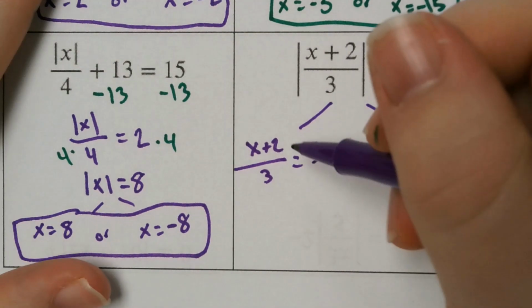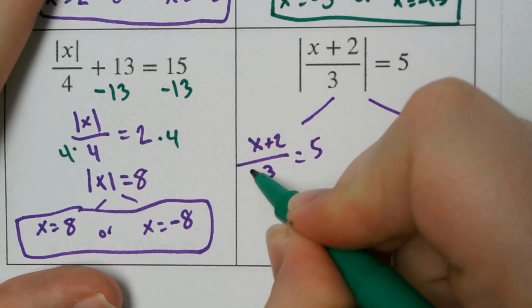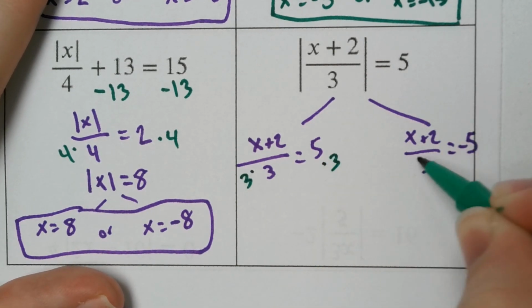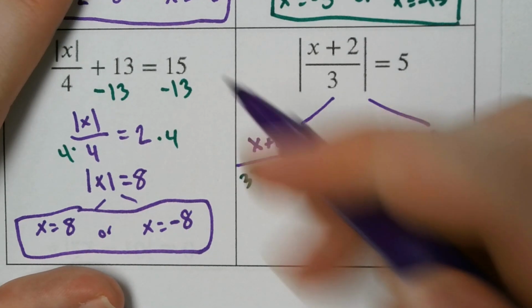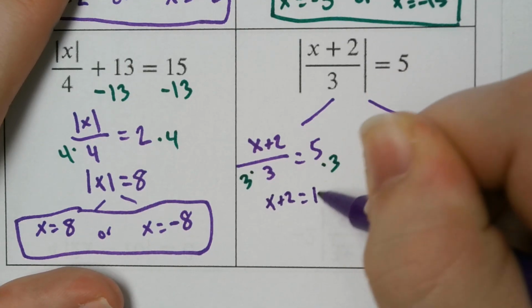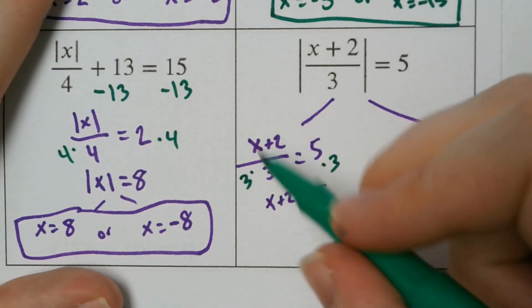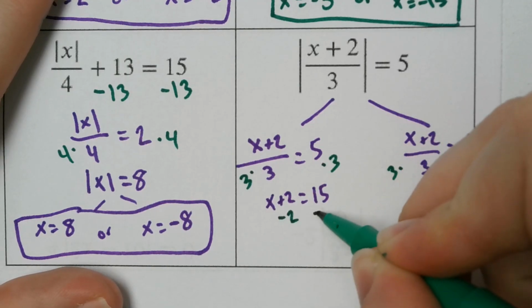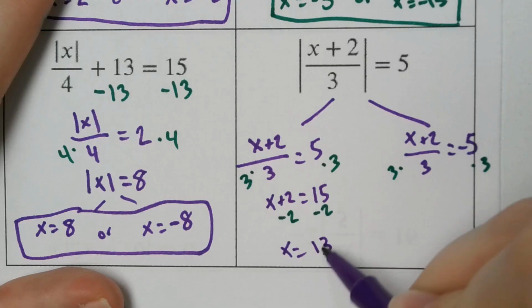Okay. So in order to get rid of this divided by 3, we have to multiply by 3 on both sides. So that's going to be our first step. So we have x plus 2 equals 5 times 3 is 15. Then we have to get rid of this plus 2 by subtracting 2. So we get x equals 13.